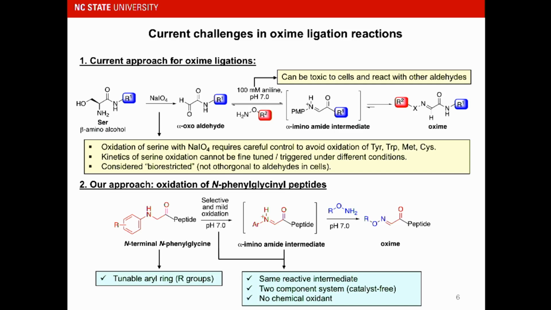So again, just to point out, that would be the same reactive intermediate, but we would now be in a 2-component system instead of a 3-component one, so essentially this would be catalyst-free. And if we can do that without chemical oxidant, which I'll show you in a little bit is possible, then that would definitely be milder. And something that I was really excited about is this tunability potential. As you can see, I put an R group here on the anaeryl ring, so that means if you tune the electronics of that ring, you might be able to access different libraries that can be triggered under different conditions to get to this critical alpha amino amide intermediate.